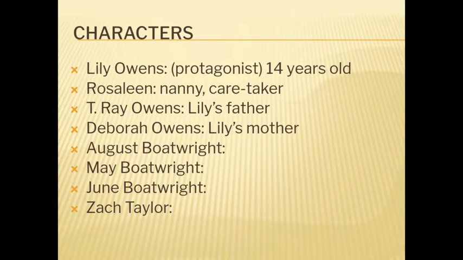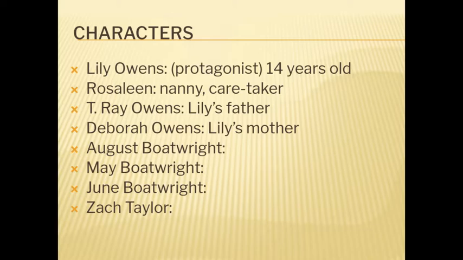Okay, here are our characters. This is where we need to start writing. Lily Owens, as I told you, is our protagonist, and she's 14 years old. And to be clear, Lily is white. Sometimes people read this and they glance over that portion of it. Rosaline is her nanny and caretaker. She's kind of her mother figure. Rosaline is a Black woman.